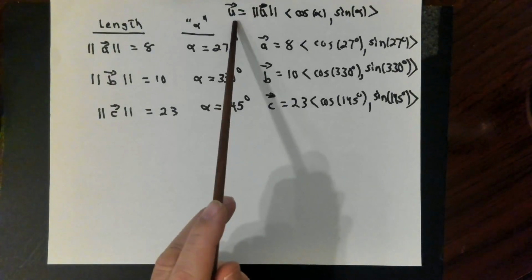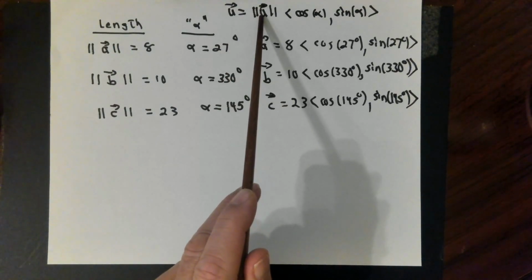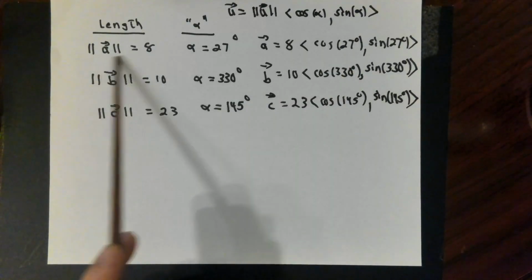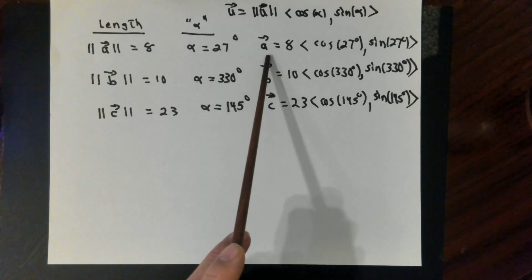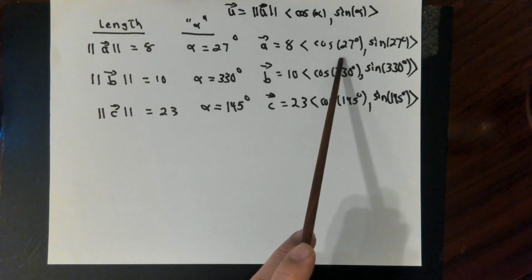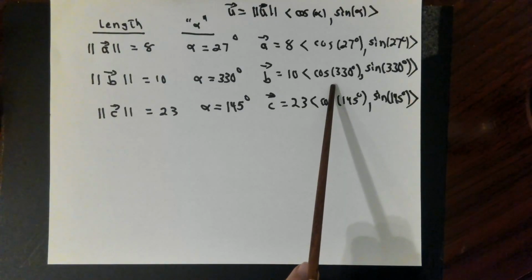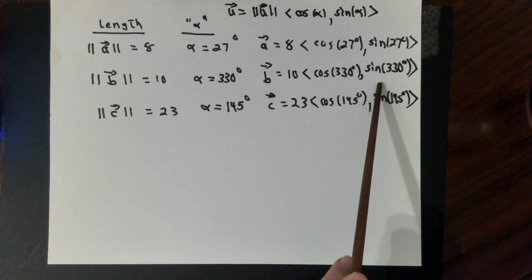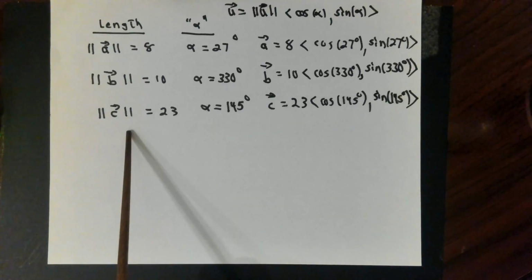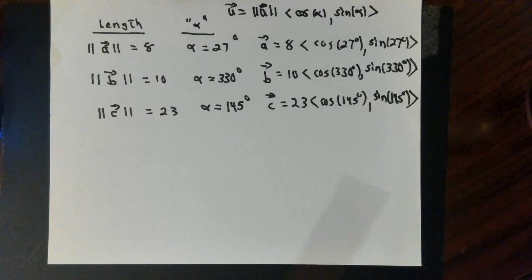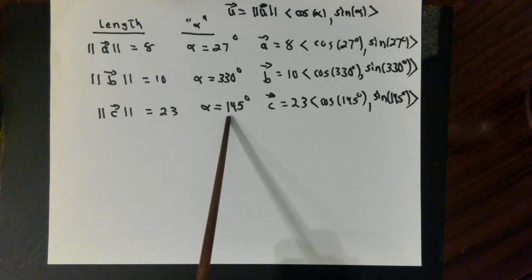Remembering that we can express a vector as the length of the vector times its cosine sine vector, this information tells me that a must be the number 8 multiplied by the vector with components cosine 27 degrees, sine 27 degrees. Likewise, b is 10 times vector cosine 330 degrees, sine 330 degrees, and c is 23 times the cosine sine vector that goes with 145 degrees.